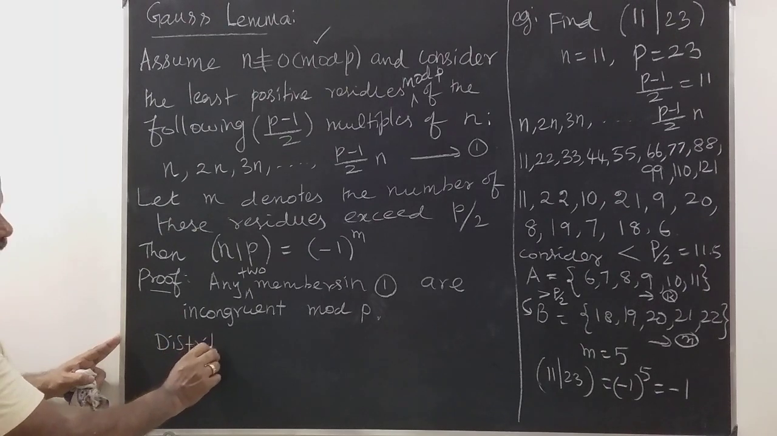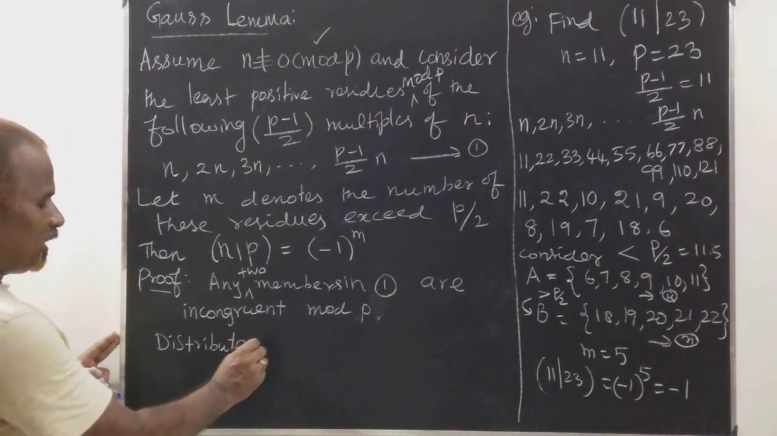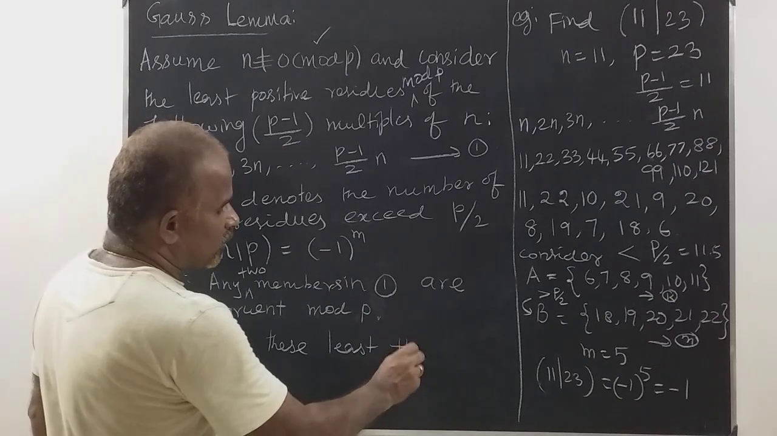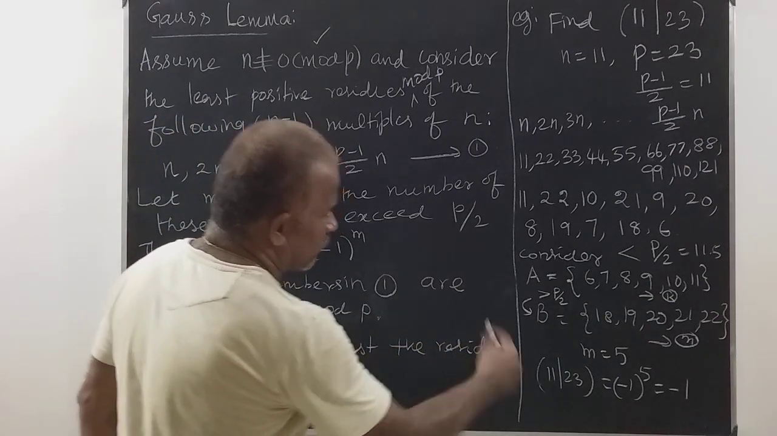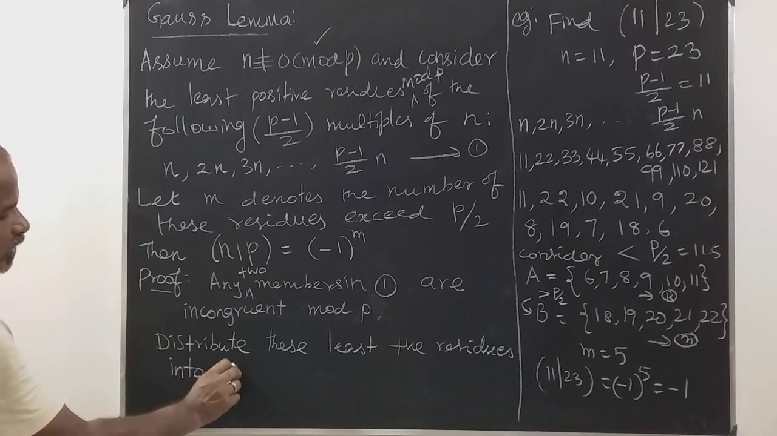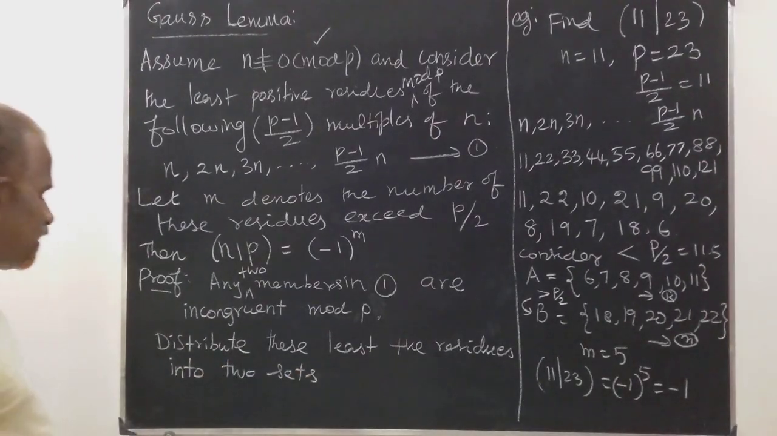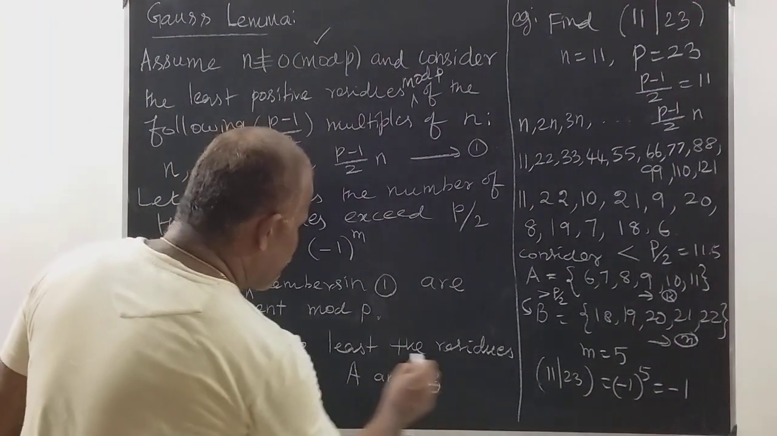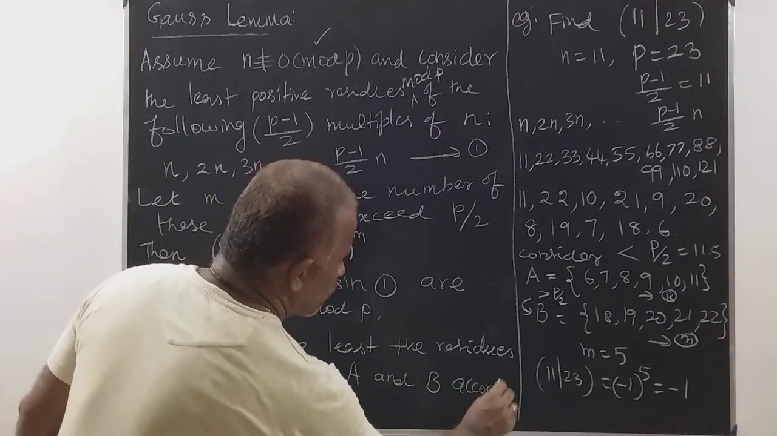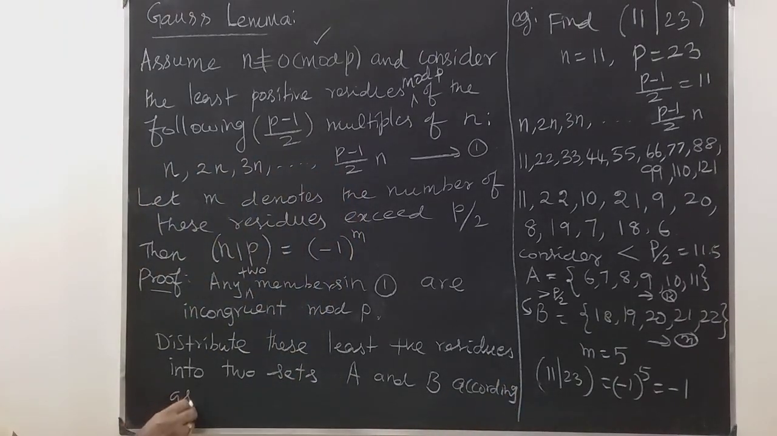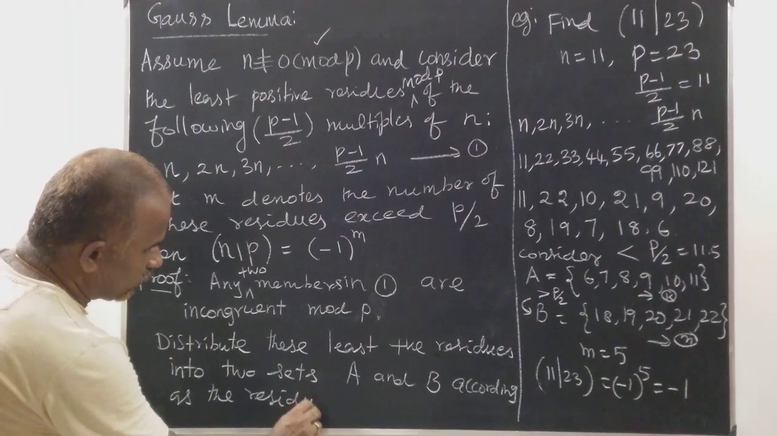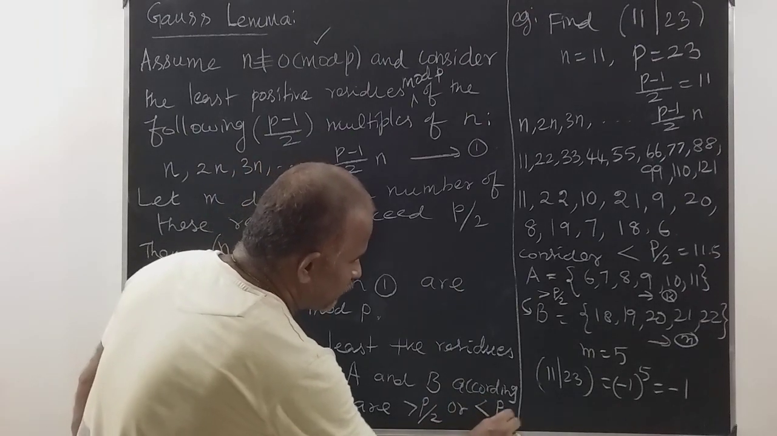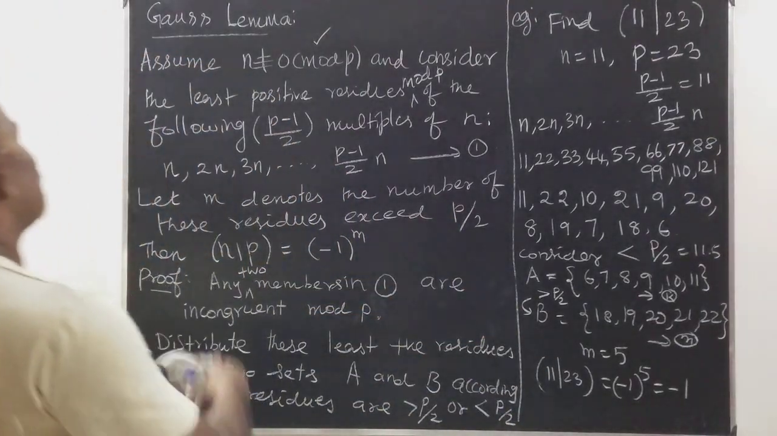Now what we did: we distribute these least positive residues into two sets A and B, according as the residues are greater than p by 2 or less than p by 2.